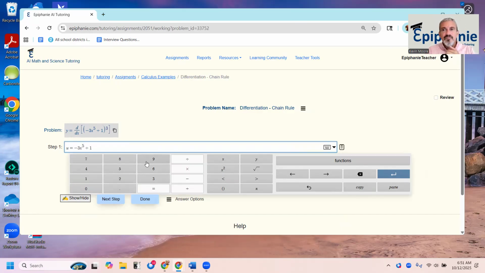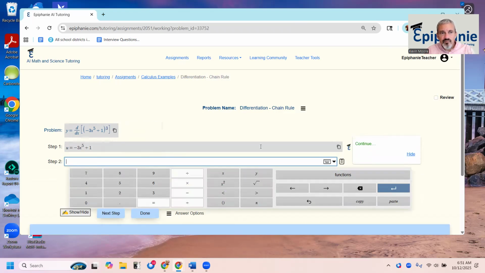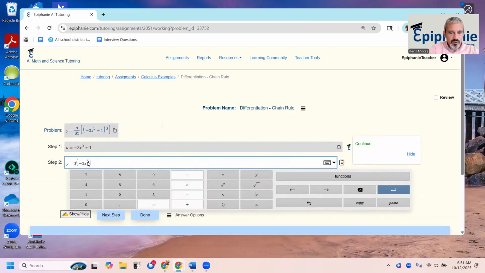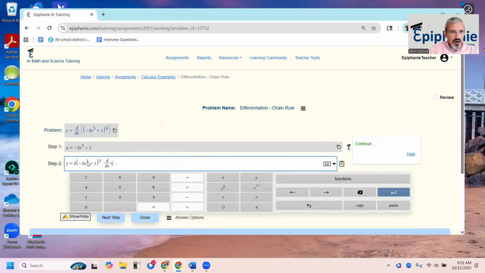I want to make a note of this, but it's really not part of solving the equation. It's kind of my scratch work. So I'm just going to say entry without review. And it's just going to make a note of that. That'll show up in the steps for this problem. I can now say y equals 3 times negative 3x to the fifth plus 1 squared times the derivative of negative 3x to the fifth plus 1.